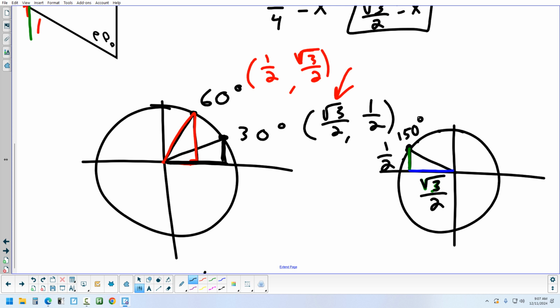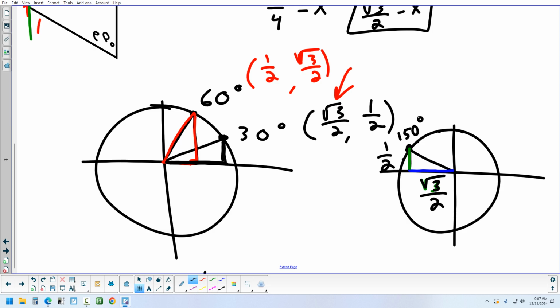Now, when you write your coordinate for 150 degrees, we just have to be careful because something happens in quadrant 2 that doesn't happen in quadrant 1. What happens when you write a coordinate and it's in quadrant 2? Yep. The root 3 over 2 is going to be negative. So the coordinate for 150 is negative root 3 over 2, positive a half.